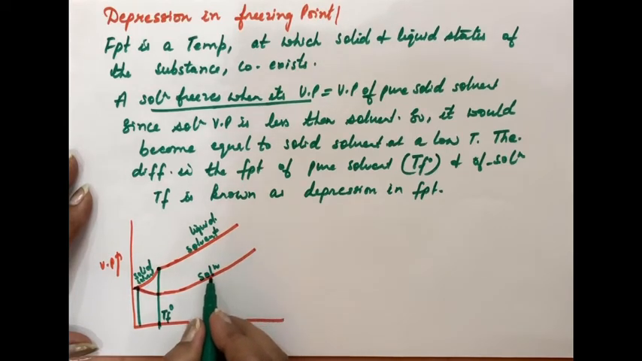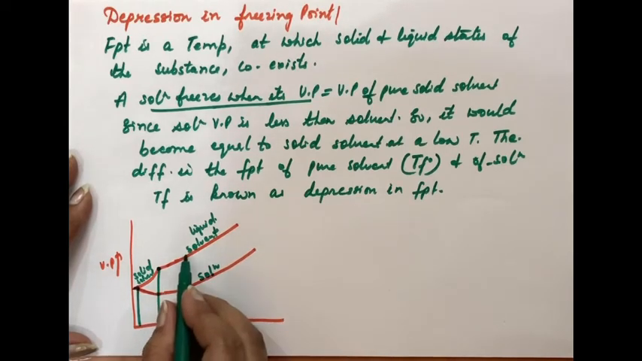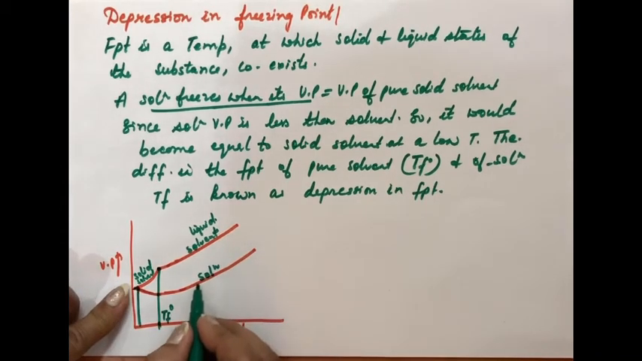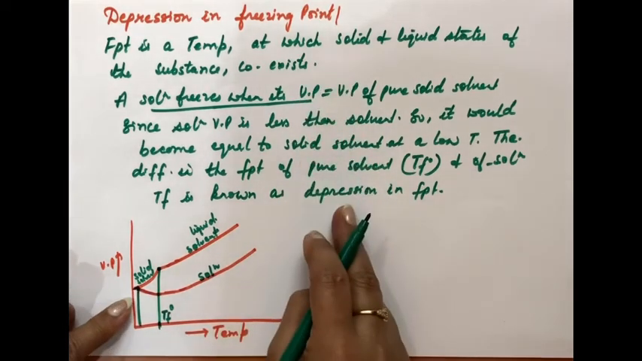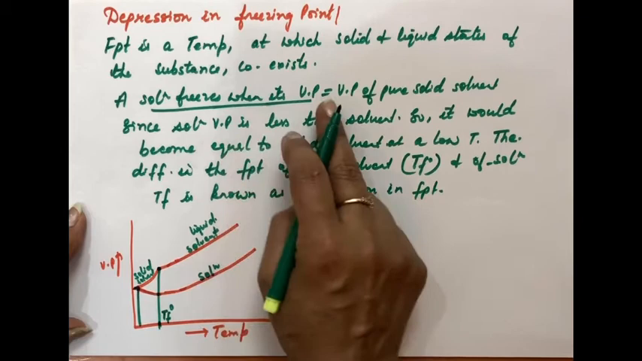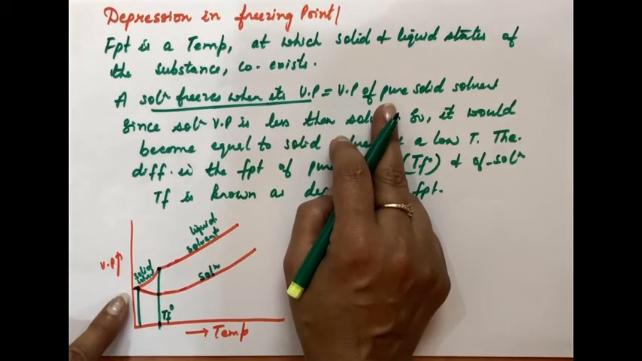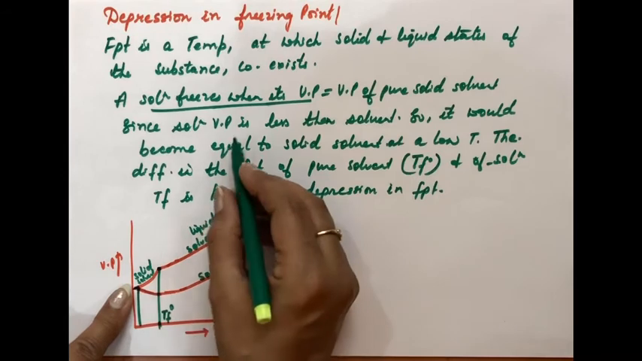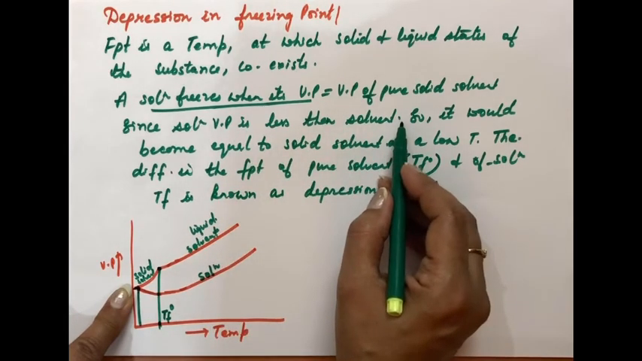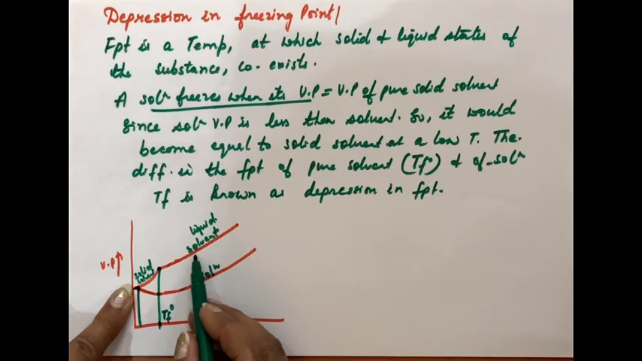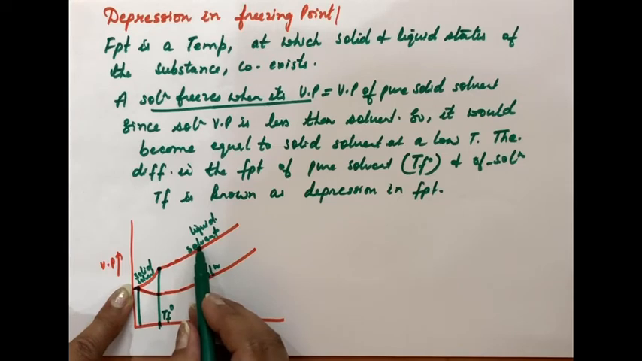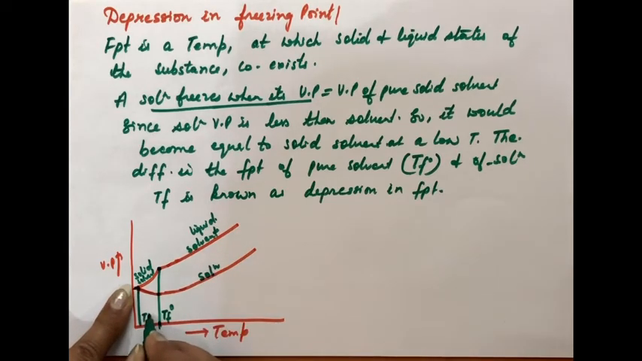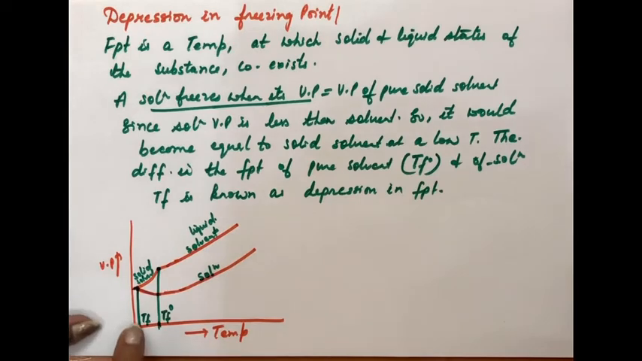Vapor pressure, we have done that of solution is always lower than that of the pure solvent. So if its vapor pressure is lower, that means its freezing point will also come at a low temperature. This is what we have explained here. The solution freezes when its vapor pressure becomes equal to vapor pressure of the pure solid solvent. Since solution vapor pressure is always less than that of the solvent, its freezing point will also come at a low temperature as compared to that of the pure solvent. And this is denoted by Tf. So as compared to the solvent, if you take the solution, its freezing point is lower.